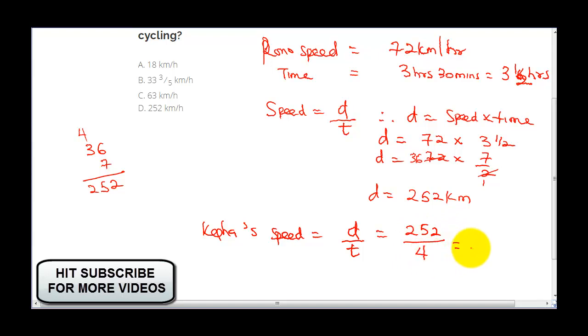So 25 over 4, that's going to give us 6. Remember 1. We'll put the 1 in this 2, so that will be 12. 4 into 12 is going to give us 3. And remember our unit is what? Kilometer per hour. So our final answer is 63 kilometer per hour. So the correct answer here is going to be C.